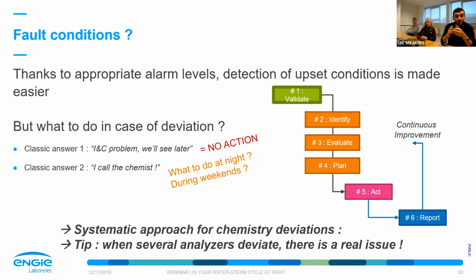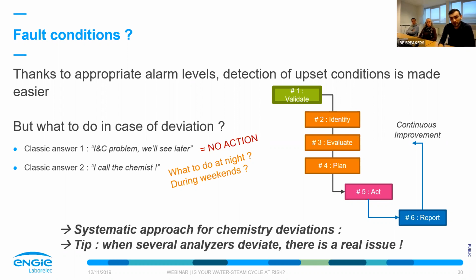One important step, which is often overlooked, is the reporting step. It's the continuous improvement of the chemistry in the plant, how to get experience from the process. Also, a small tip: generally when just one analyzer is deviating, it may in fact be an I&C problem. But when you have several analyzers in alarm, then this is a real chemistry issue. So then you have to really react.